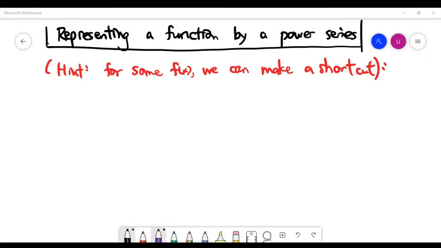So in this video, we'll talk about an interesting topic about representing a given function as a power series. And if you look at such a problem, it's actually quite interesting because usually when you're given a function, it would be harder to do any analysis if it is in the form of a power series, right?